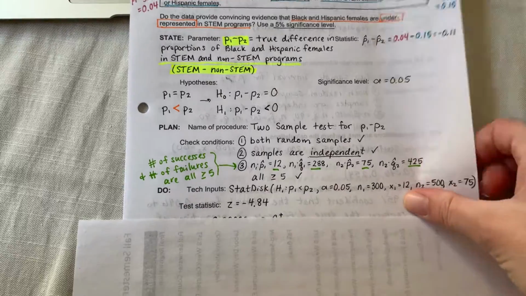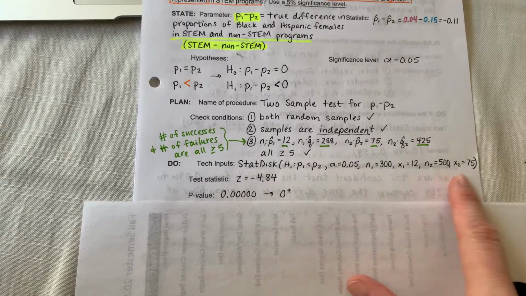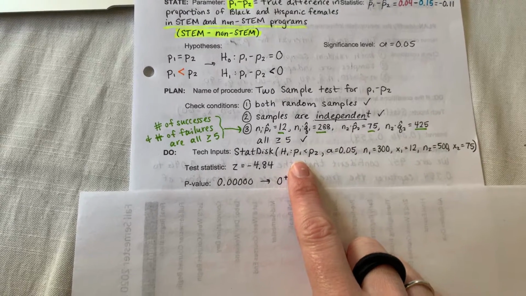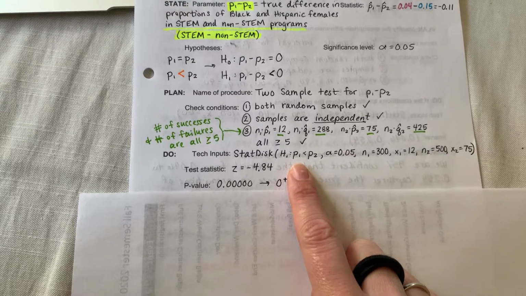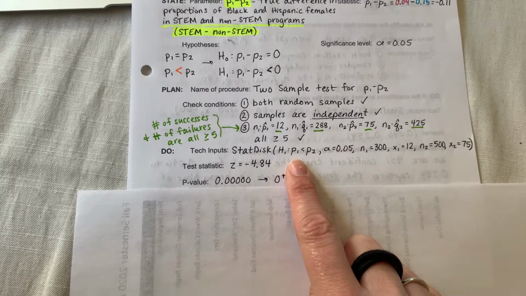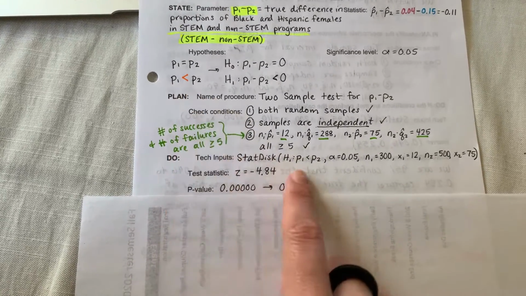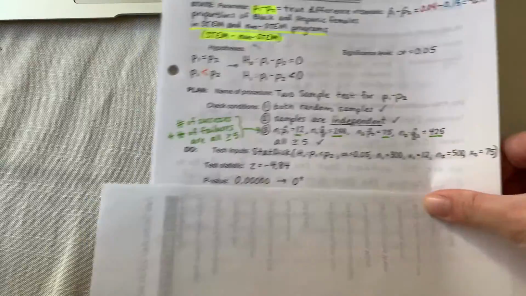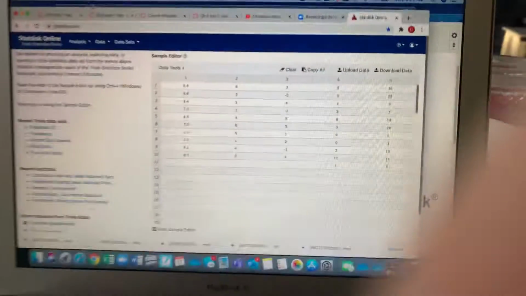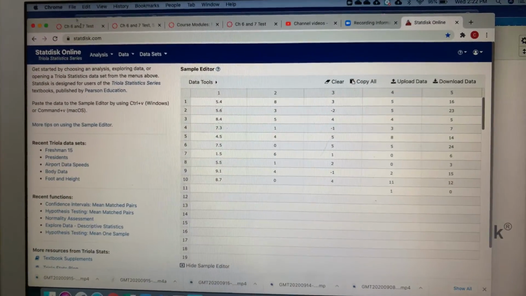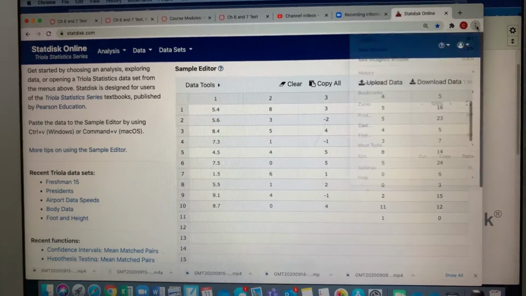So my tech inputs are what I start with. I go to StatDisk and I have to enter several things. This is similar to what it is for just one sample. You have to tell what alternative hypothesis you want. So we wanted that the first proportion is smaller than the second proportion. So we choose P1 is smaller than P2. And I'm going to try to make this clear for you guys. Let's see, maybe I will zoom a little bit. That's a little bit better.